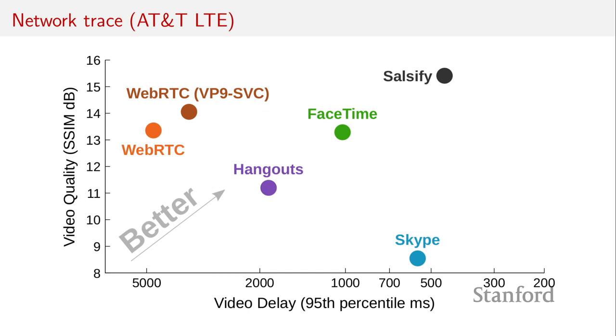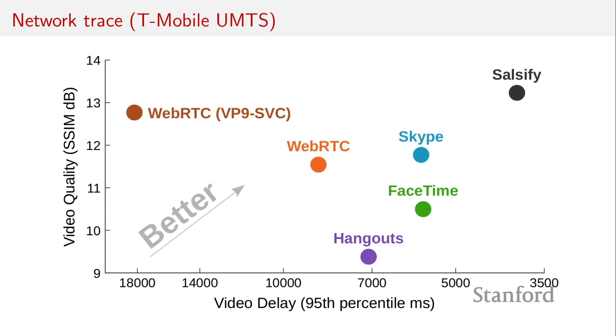So this is over a Verizon trace. Here's an AT&T trace. Again, best quality and comparable delay to Skype. Here's over a T-Mobile trace. Again, best quality, lowest delay.